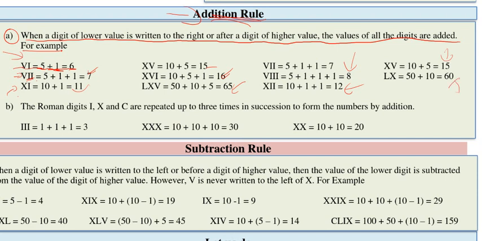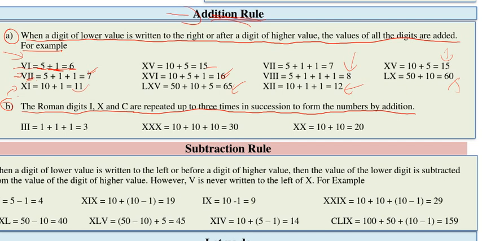Okay, now as you know, the second rule, the B rule, states the Roman digits I, X, C, repeat with me: the Roman digits I, X, C are repeated up to 3 times in succession to form the numbers by addition. So repeat with me, I, X and C are the Roman digits which are repeated only up to 3 times in succession, that is continuously, to form the numbers by addition.